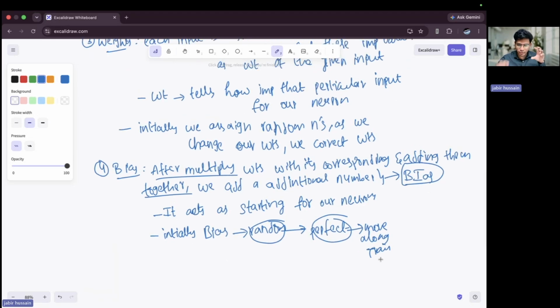Every time we have our true answer, right, and we have our output, we know that there is a gap. To reduce this gap, we put random values in weight, not just random values.